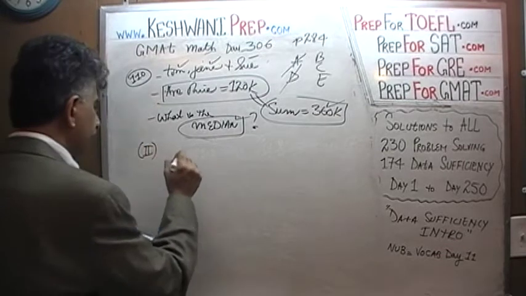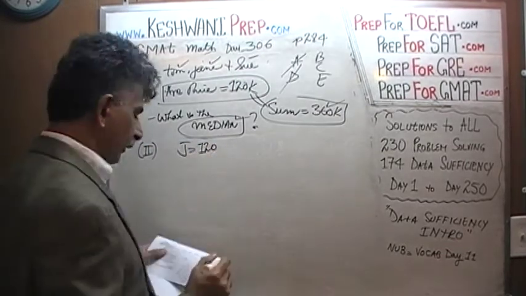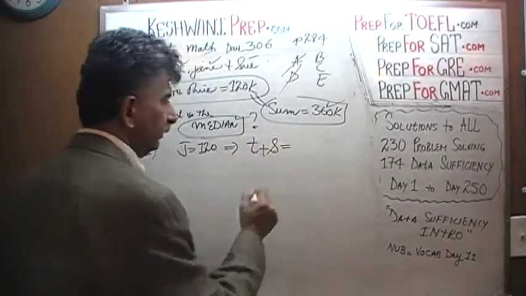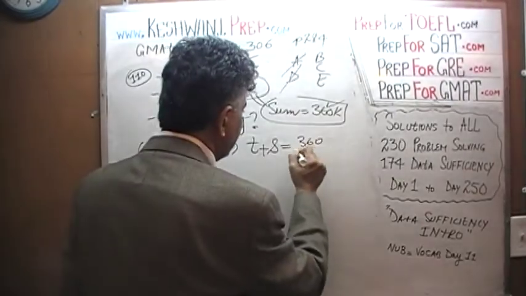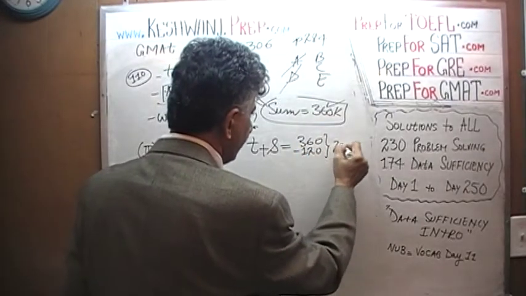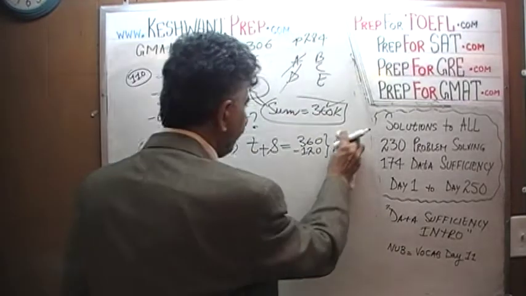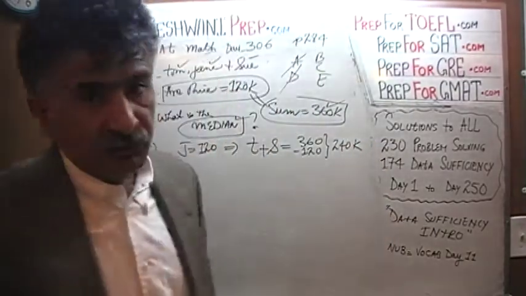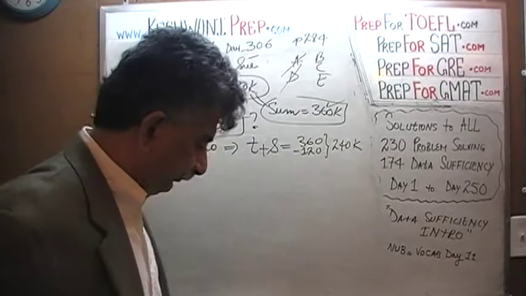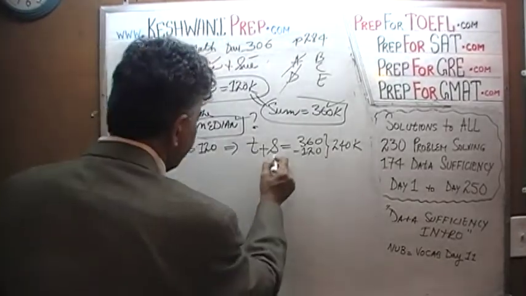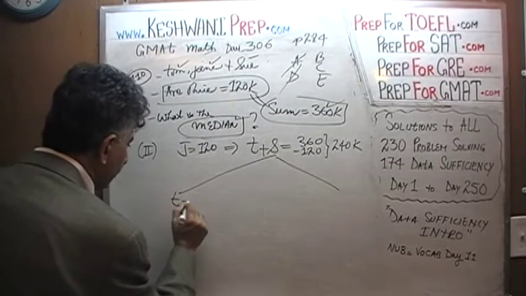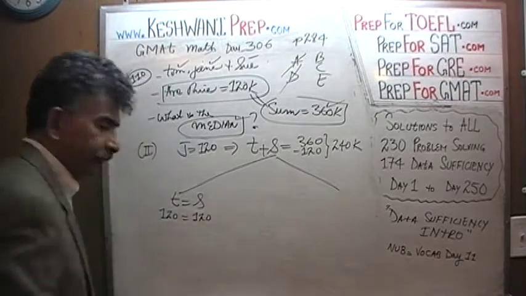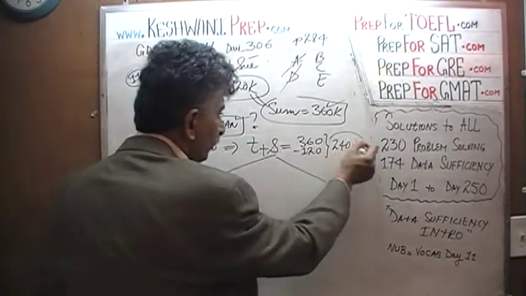The second statement tells us that Jane's house is 120. Well, exact same logic as before. If Jane's house is 120, that implies that Tom plus Susan must have been 360 minus 120, which is 240K. The sum of the values of Tom's house and Susan's house has to be 240K. Again, there are two possibilities. One possibility is that each of their houses was worth 120, in which case they add up to 240.